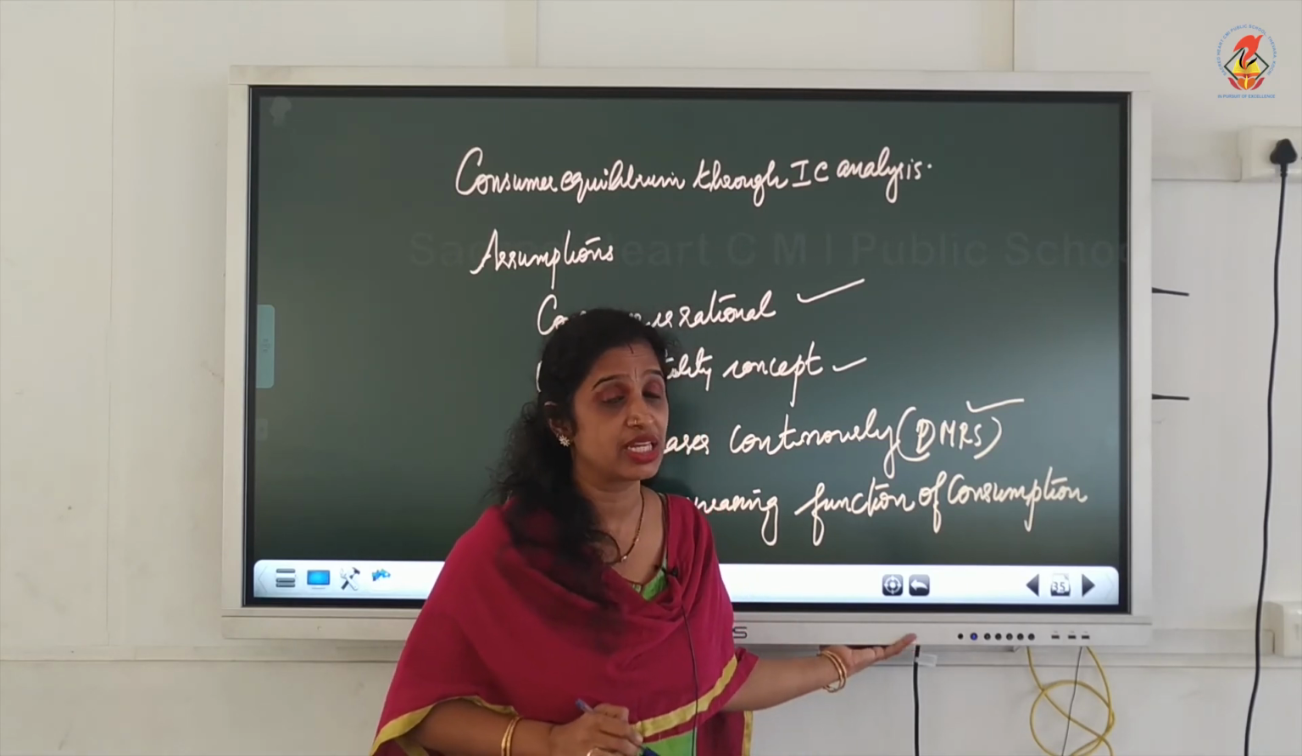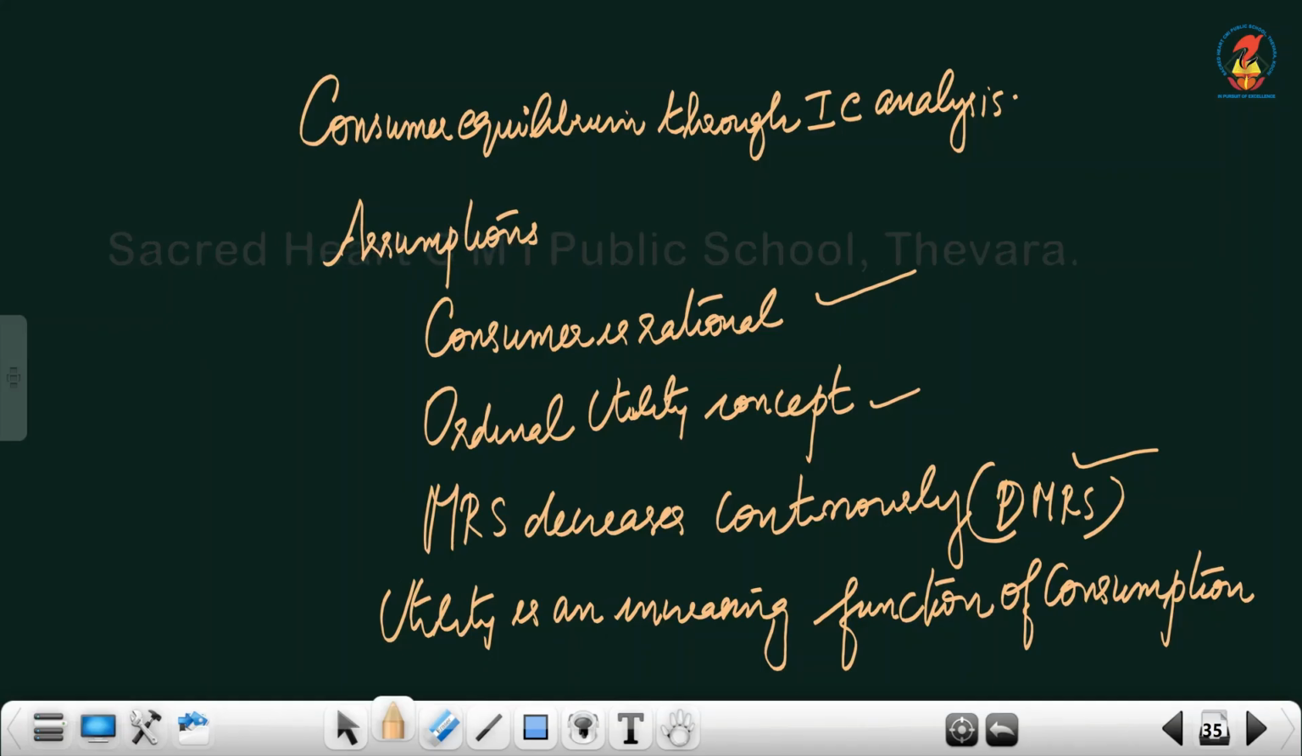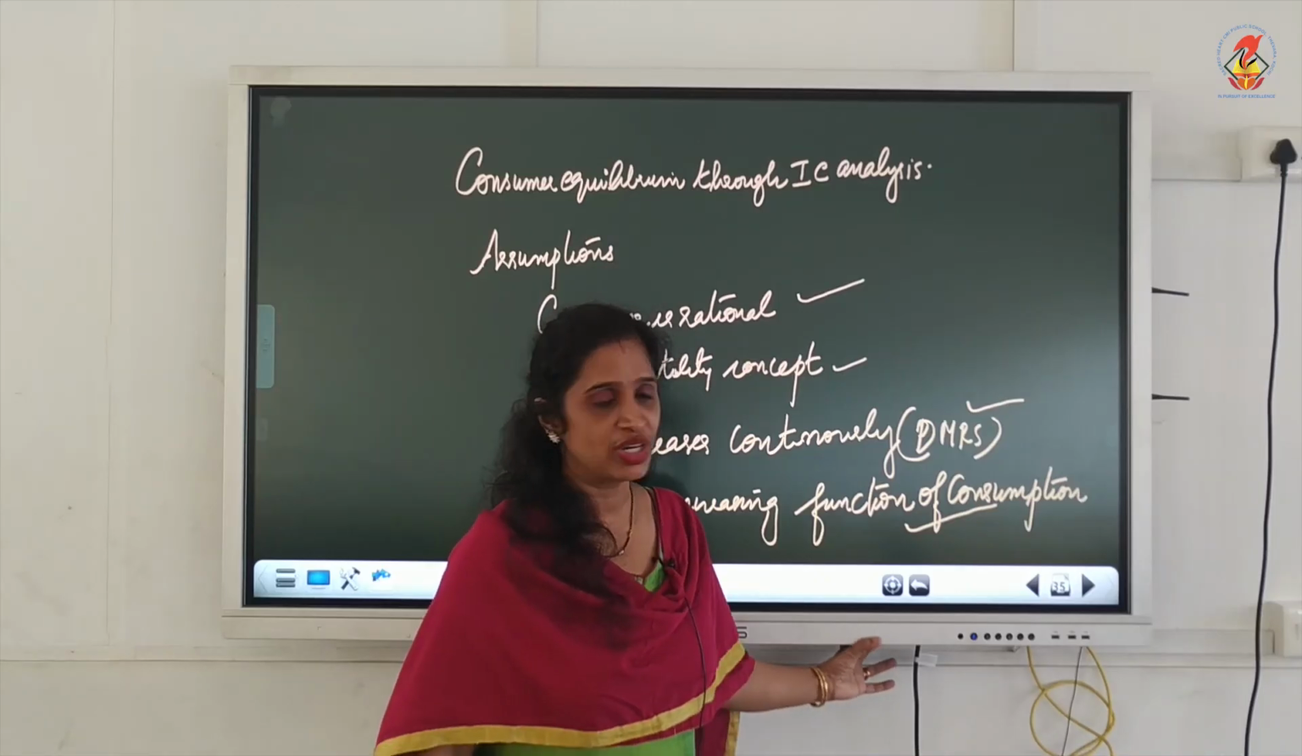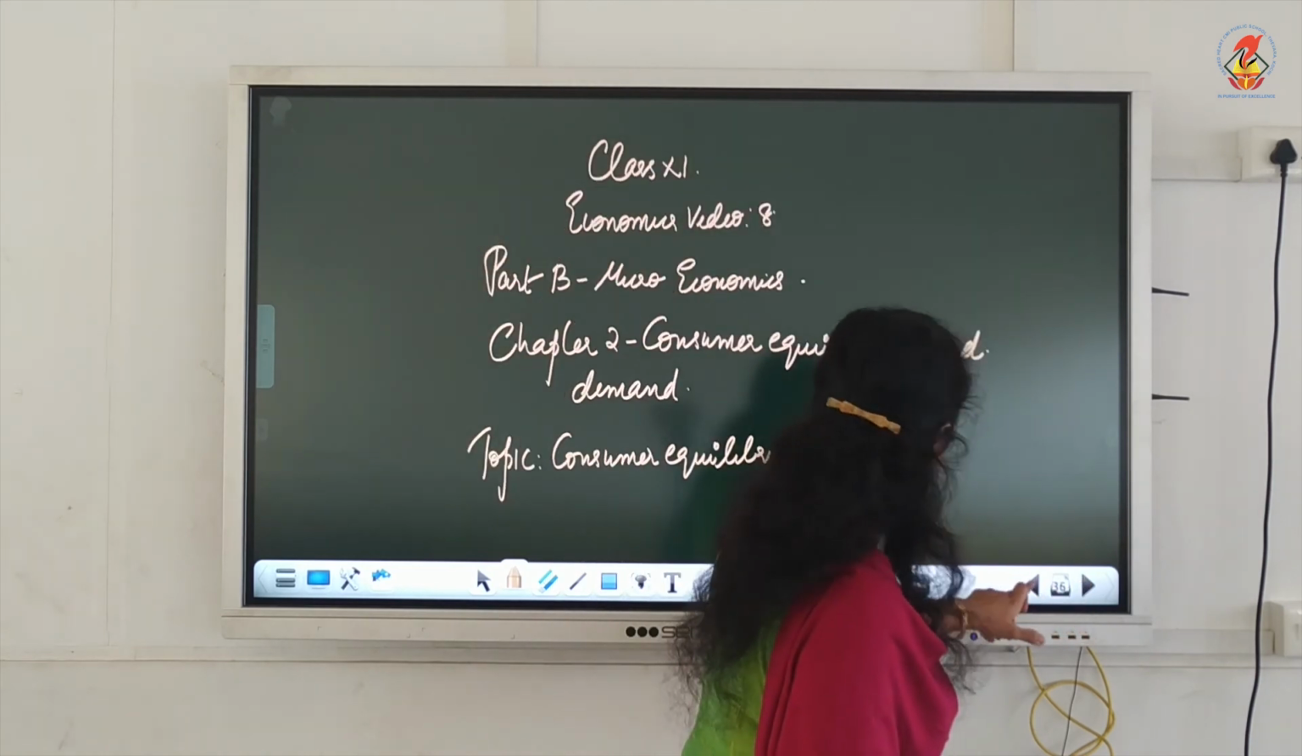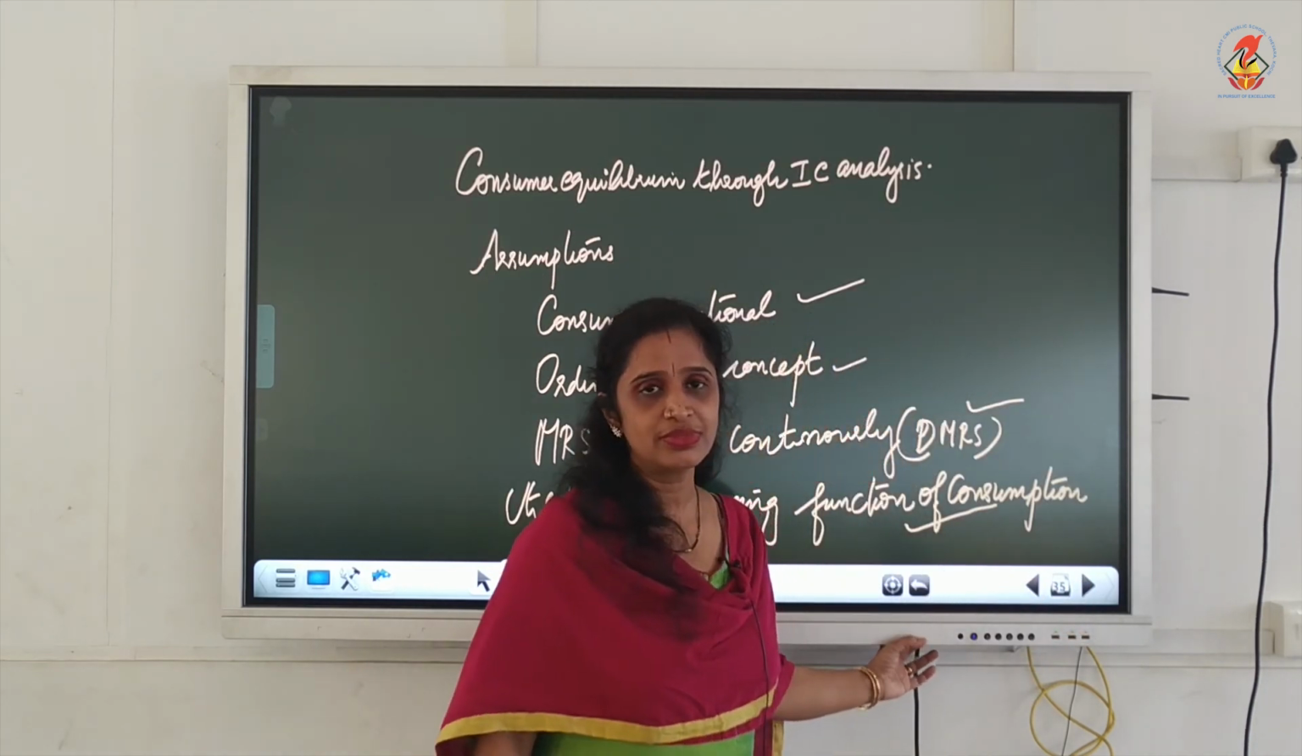What is meant by that? The rate of Y sacrificed for X is known as MRS, but the rate of Y sacrificed will go on decreasing after some time, from 8 to 4, 4 to 2, 2 to 1. That is known as decreasing marginal rate of substitution, which happens due to the law of diminishing marginal utility. Then comes the next one. Utility is an increasing function of consumption, monotonic preference.